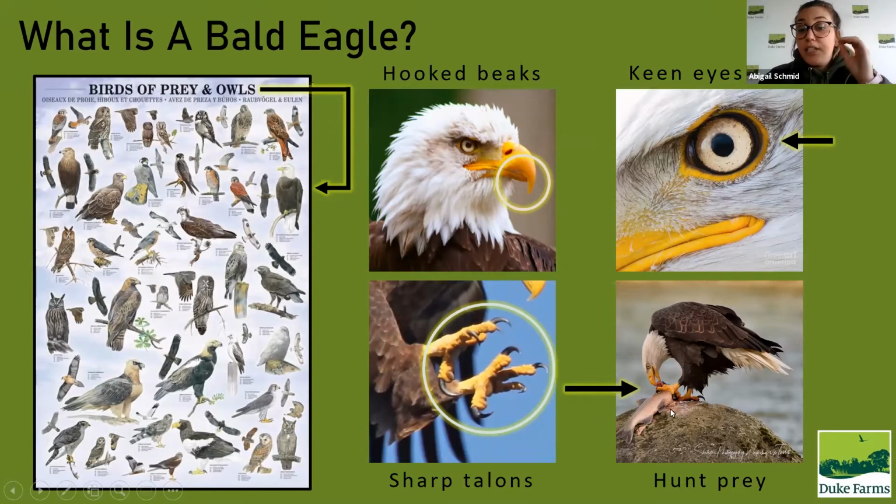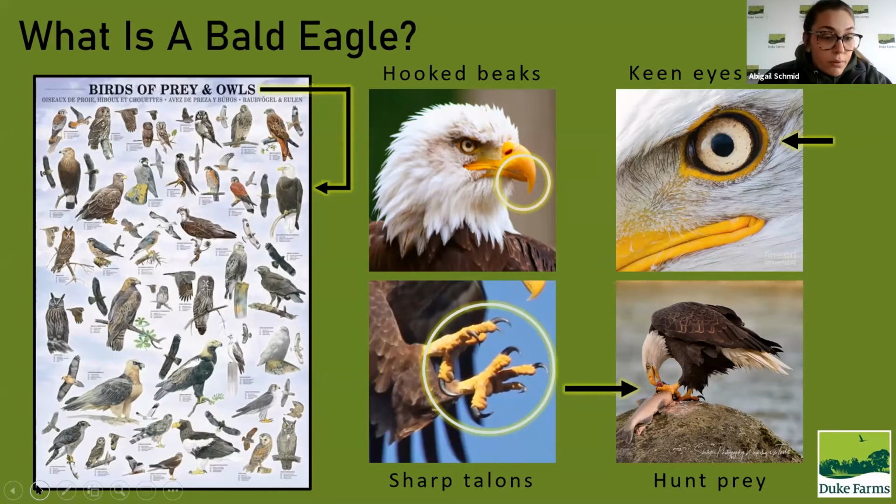And that's because they need to hunt for their food, which is another thing that makes them a bird of prey. Their keen eyesight helps them find their prey. Their sharp talons help them catch their food, and their hooked beaks help them eat and pull apart their food. So they're not catching food with their beaks. They're catching food with their talons and then eating and pulling apart their food with their hooked beaks. And there are many different kinds of birds of prey, not just eagles.